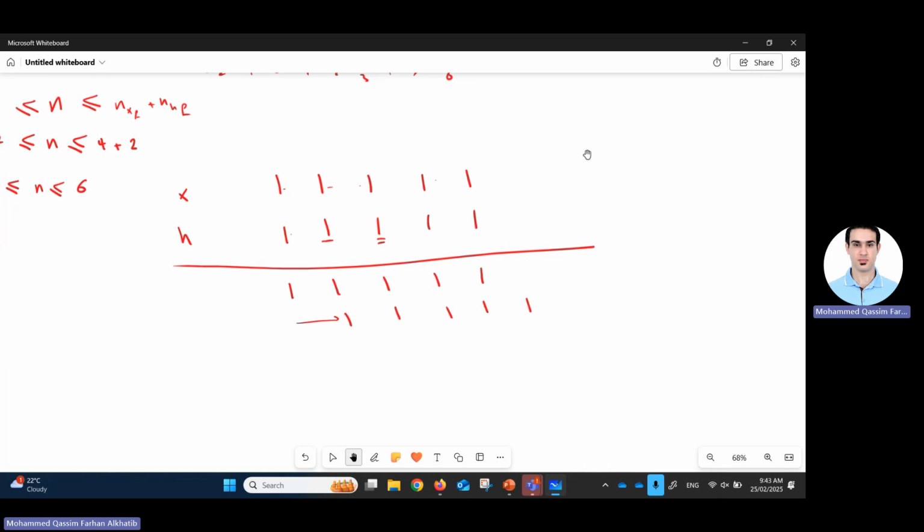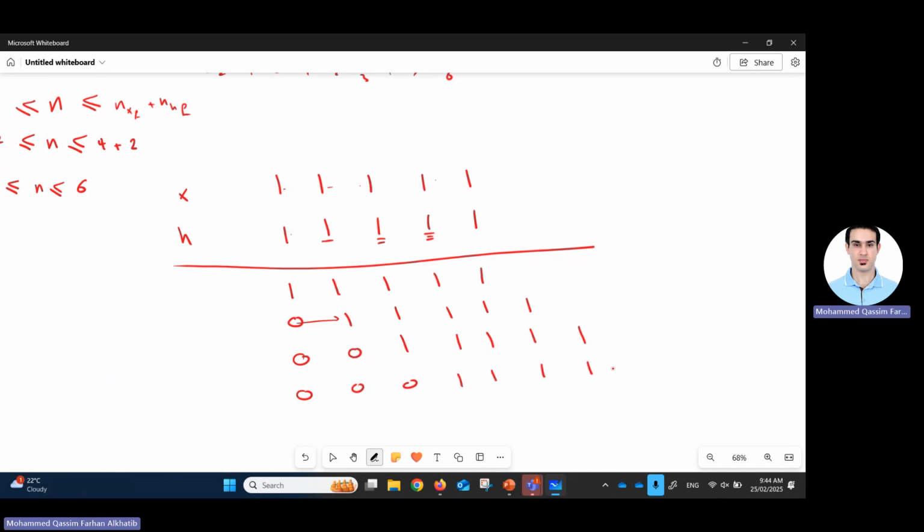Shift 2 spaces. On this one, I will shift 4 times. To avoid confusion, you can put a 0 directly here. Then you have 1, 1, 1, 1, and 1. Then you want to multiply by this. So I have 3 zeros.